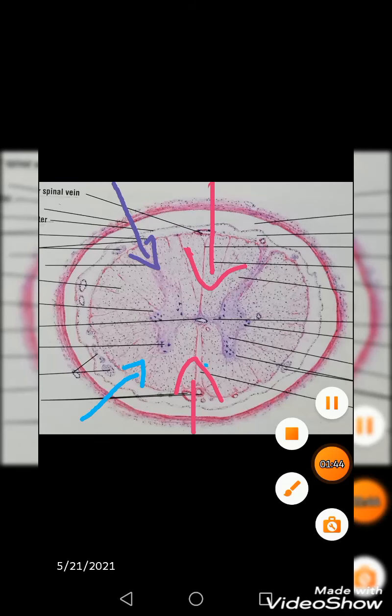And now you can concentrate on the various fissures and sulci. Anteriorly, there is a deeper fissure called the anterior median fissure, being marked on its anterior aspect by the pink arrow, right? And on the posterior aspect, you can see the shallower sulcus called the posterior median sulcus, again marked with the pink arrow. And on the lateral aspect anteriorly, you can find the anterolateral sulcus marked with a light blue color, and on the posterior aspect you can find the dorsolateral sulcus marked with the purple arrow, right?